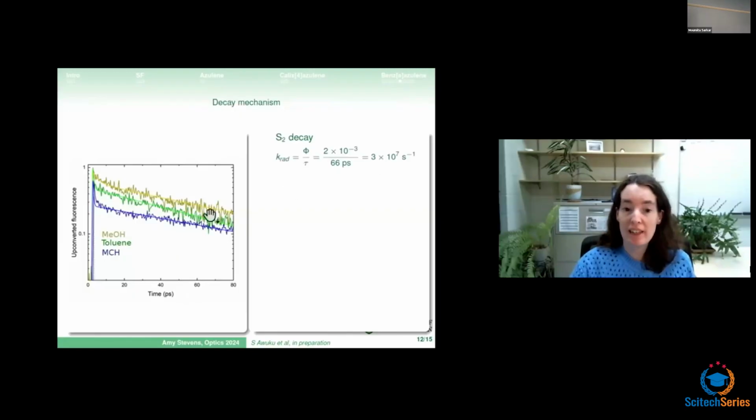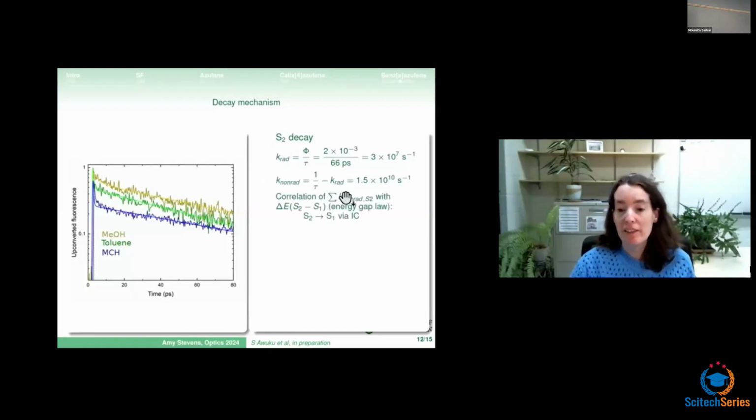So the S2 decay that we can measure using our quantum yields, and also looking at fitting our decays that we measured here, we can work out that our radiative decay rate constant is something like 10 to the 7 per second. The rate constant for our non-radiative decay is roughly 10 to the 10, so it's larger. This kind of makes sense because we don't see a lot of or any emission from our S1. So there are many decay pathways that can happen in a non-radiative manner.